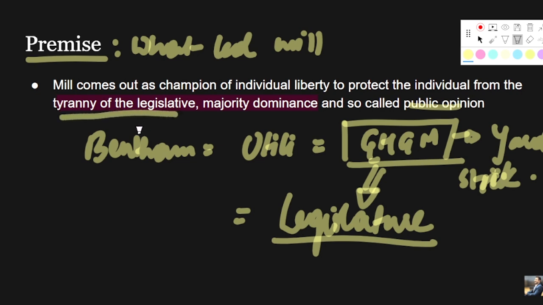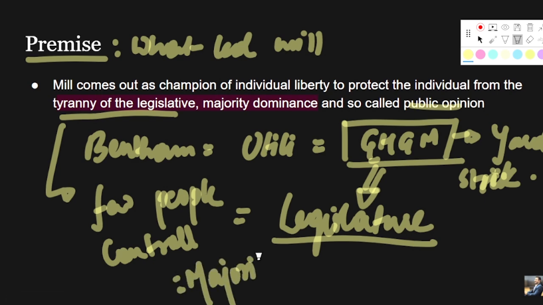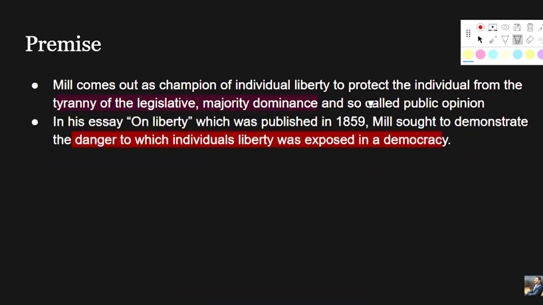What is tyranny of the legislature? Tyranny of the legislature is basically a few people in power started controlling the majority of the people who were governed by this legislature, right? So gradually the legislature or democracy converted into majoritarianism, right? And this is why Mill was concerned about the idea of utilitarianism and so-called public opinion, right? So let's see this idea in greater depth.